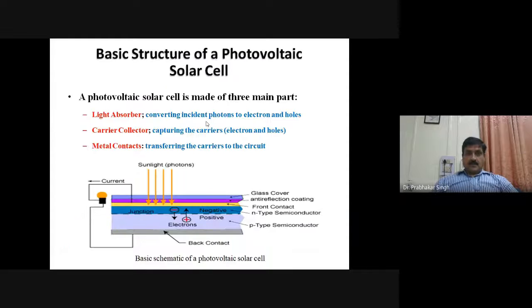Now, photovoltaics basic structure, apart from the semiconducting part we were discussing.